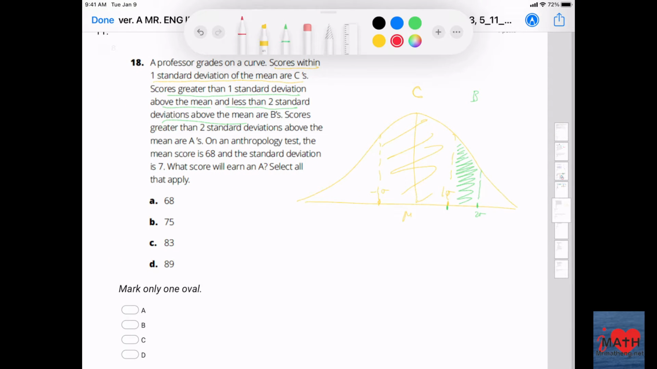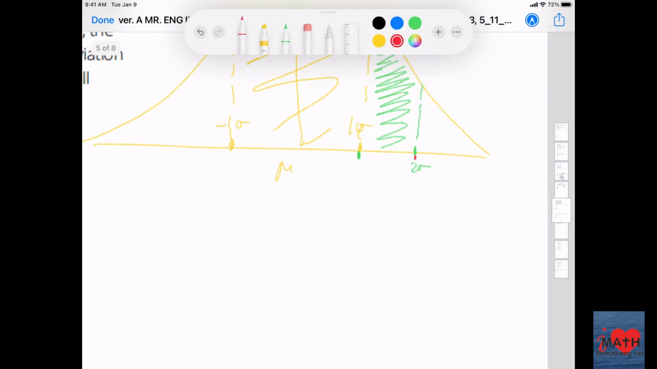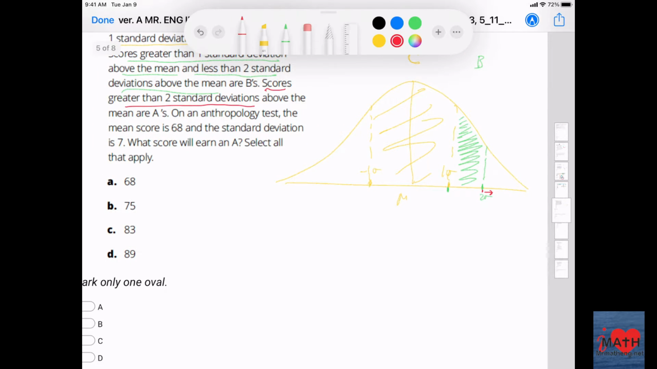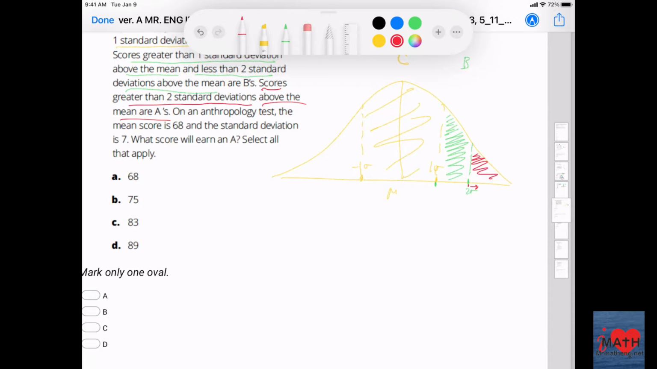Okay, so let's go to this last one. Scores that are greater than 2 standard deviations, so starting at 2, greater means going towards the right, so going towards that direction, tells us are above the mean are A's. So here, that red region represents an A.